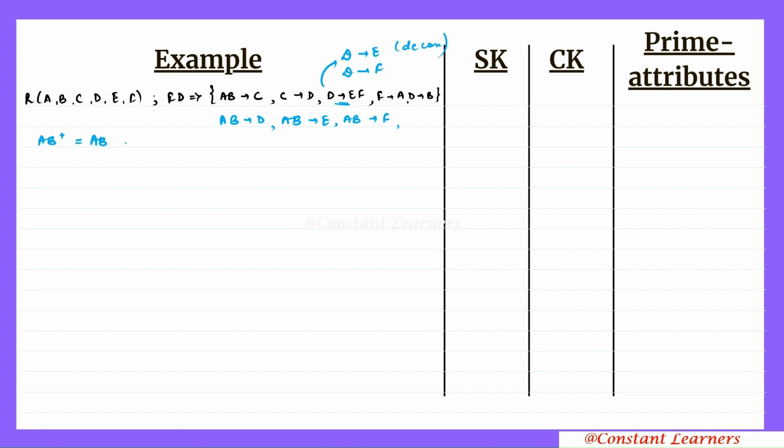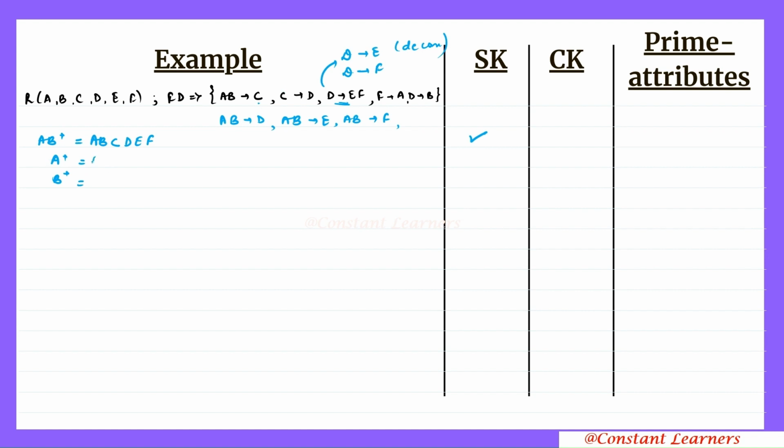AB can determine itself. AB can determine C. AB can determine D, E, F. That means AB can determine all the attributes, hence it is the super key. But will this be a candidate key? Only if the proper subsets are not the super keys, right? If proper subsets are super keys, then AB will not be a candidate key.